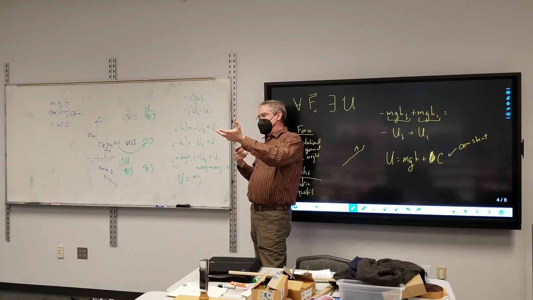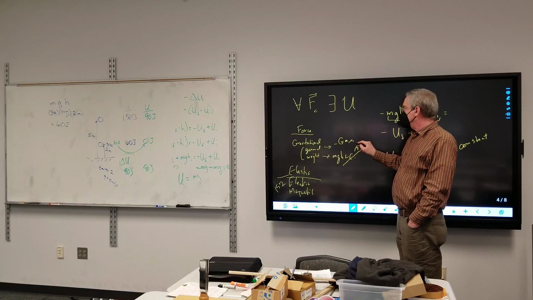Other questions? Can you say what that first equation means again? Yes. For every conservative force, there exists a potential energy. So if the force is weight, then your potential energy is mgh plus a constant. If it's the generalized formula for gravity, the formula for potential energy is negative big G, mass 1, mass 2 over R plus a constant.